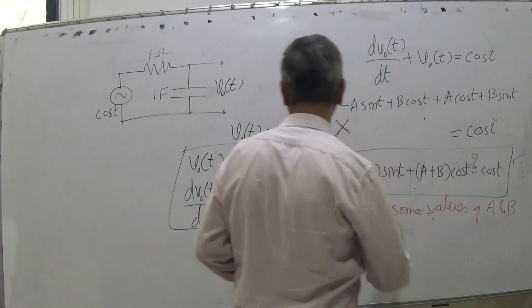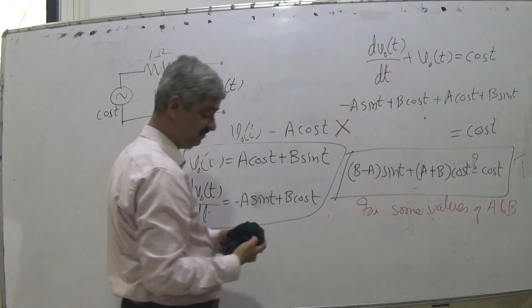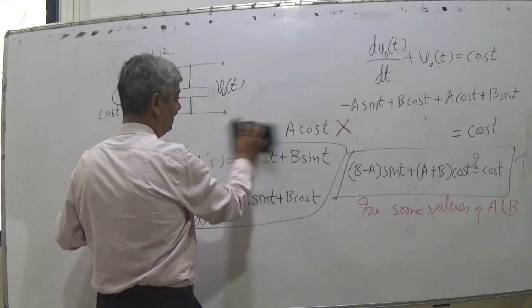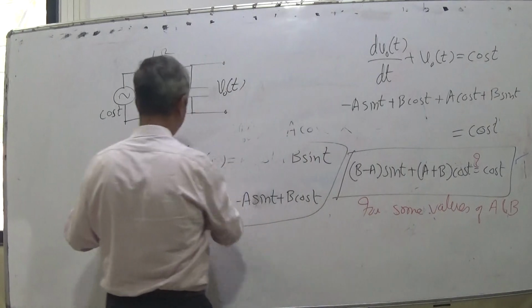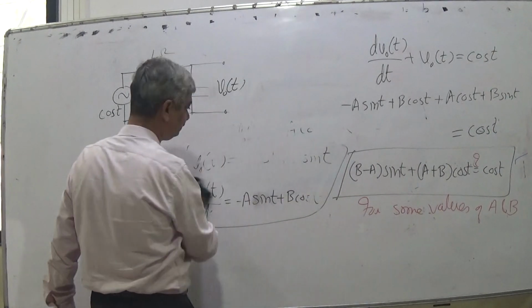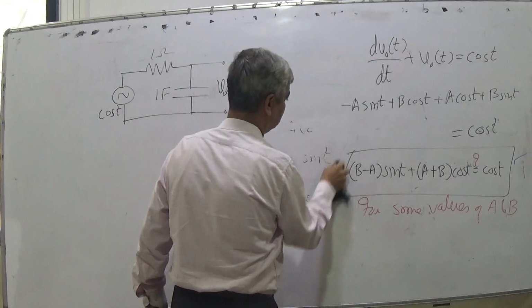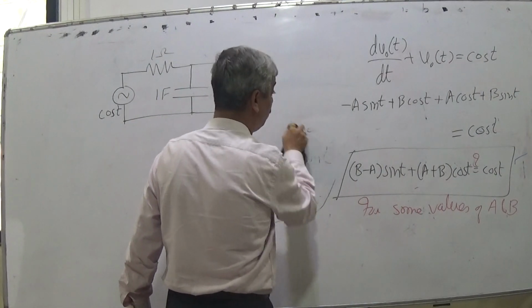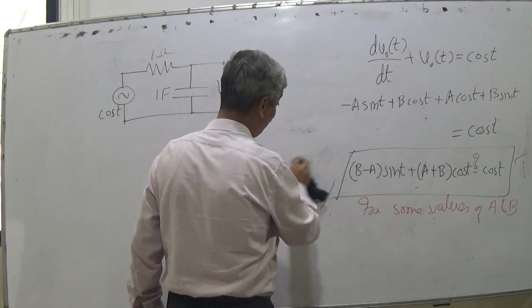So how do we find the answers of this? How do we find the answer? How do we find values of a and b? Then the question is very simple. The question is that this should be true for all values of t.